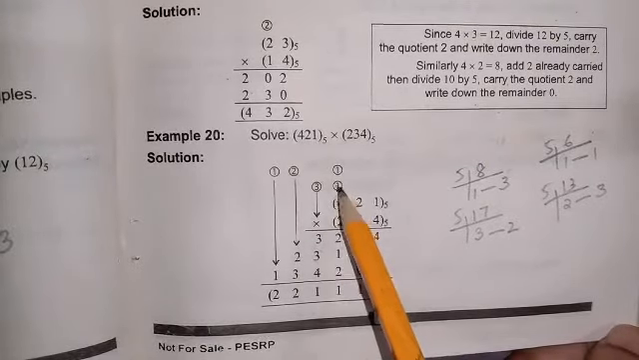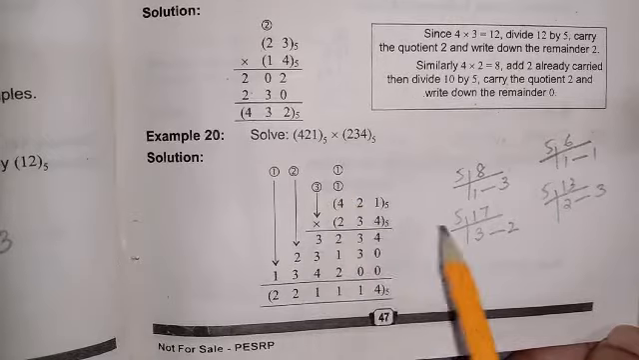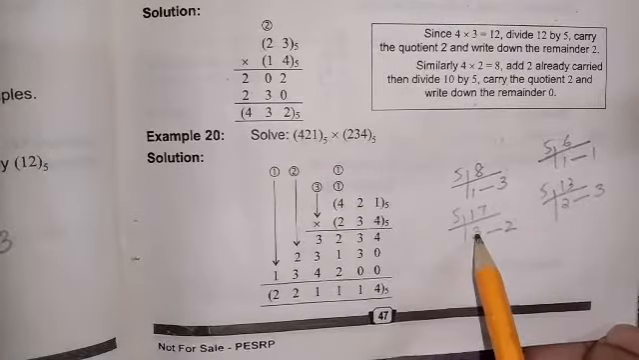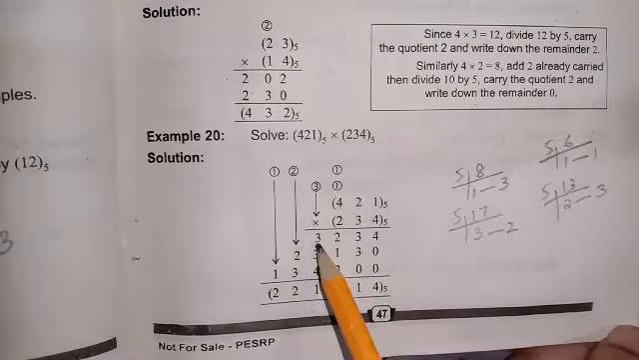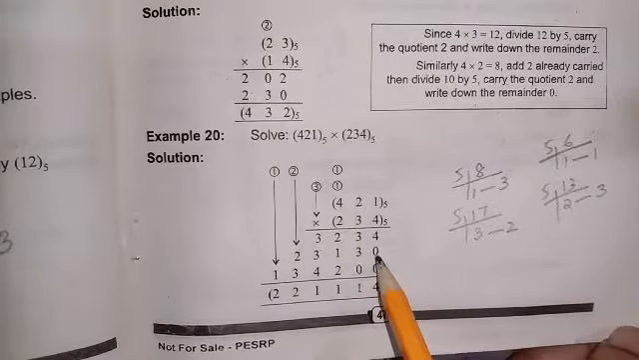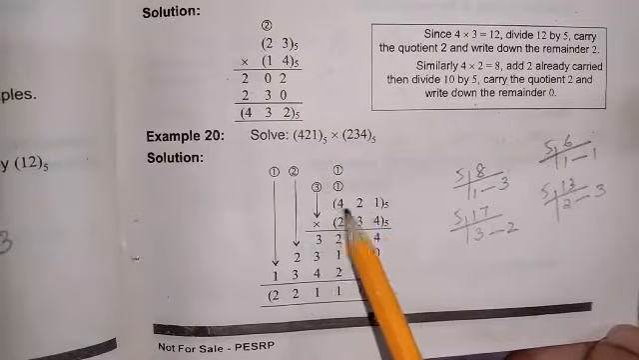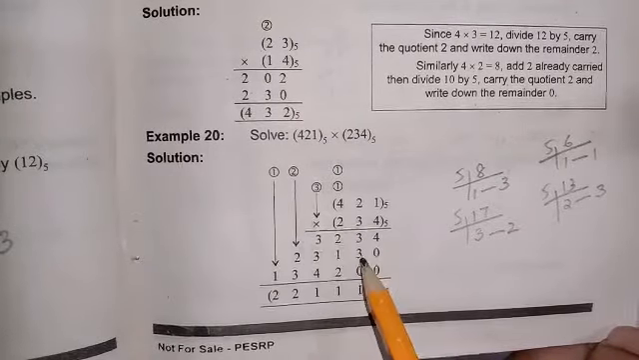4 fours are 16, 16 plus 1 is 17. We cannot write the 17, so we will divide it. 5 threes are 15 and 2 is the remainder, so we will write first 2 then 3 as the quotient. Now we will write 0 here. Now we multiply 3 with all the digits. 3 into 1 we get 3.